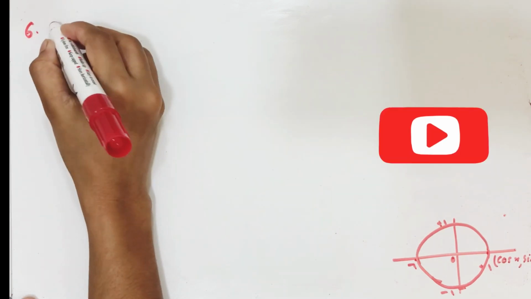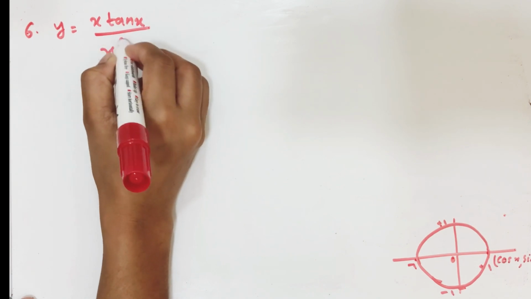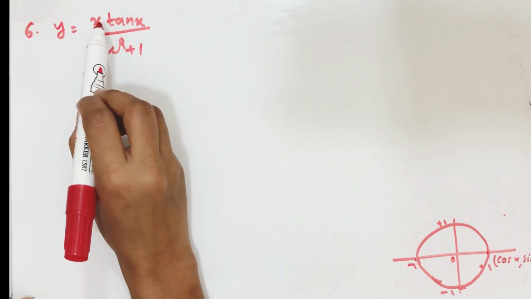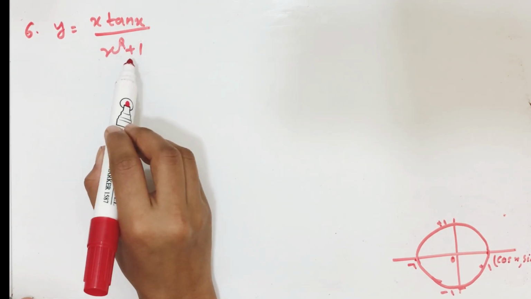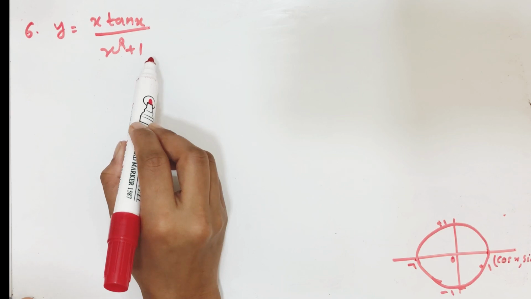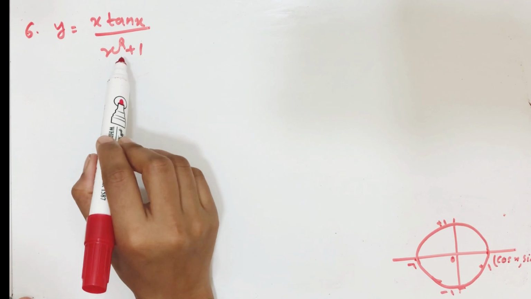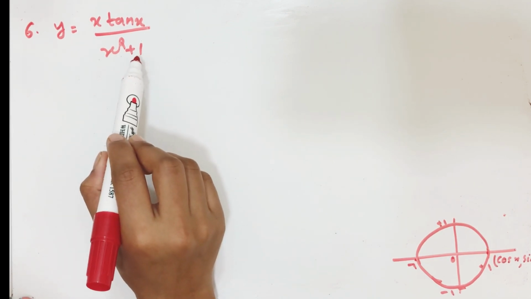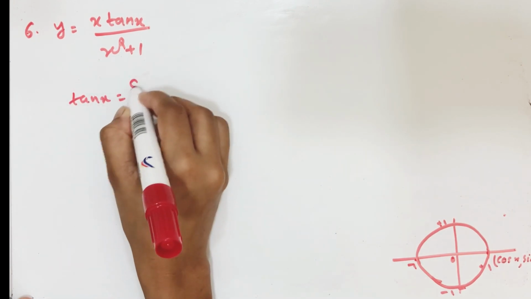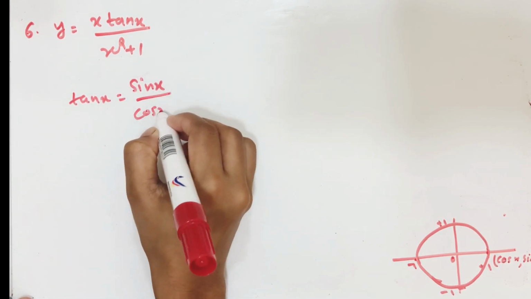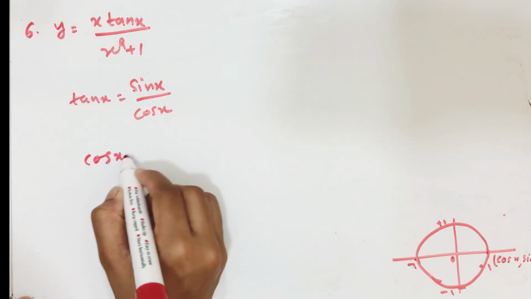Next question, y equal to x into tan x by x square plus 1. Here x is continuous everywhere, x square plus 1 is also continuous everywhere. Here the denominator x square is equal to minus 1 only for complex x. So for a real valued function, we need not check the denominator x square plus 1. Now see tan x. Tan x is equal to sin x by cos x, continuous everywhere except where cos x is equal to 0.